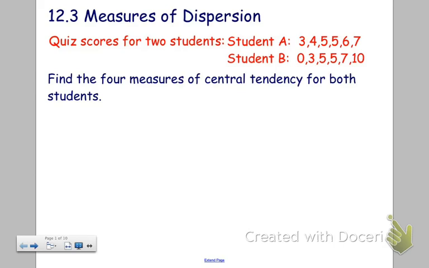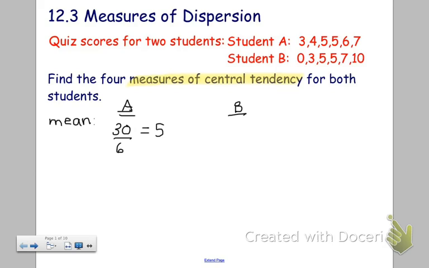Now, remember that when we talk about measures of central tendency, we're talking about mean, median, mode, and range. And those are the four things we want to find for each of these students. So remember that when we find mean, we add up the numbers and we divide by the total number of data values. So for student A, I'm going to add up 3, 4, 5, 5, 6, and 7, which gives me 30. And then I need to divide that by 6 because there are 6 data values. So student A has a mean of 5.